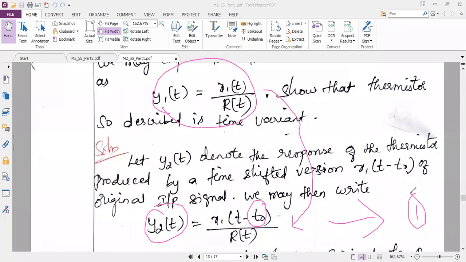Similarly, can anybody tell me what is y1 of t minus t naught? Now I am assuming my output is delayed by t naught. That means wherever there is t, I am replacing it with t minus t naught. So what is my y1 of t minus t naught? Anybody?